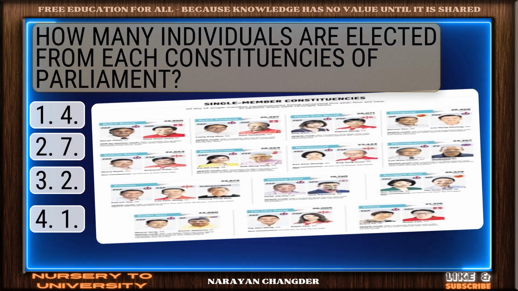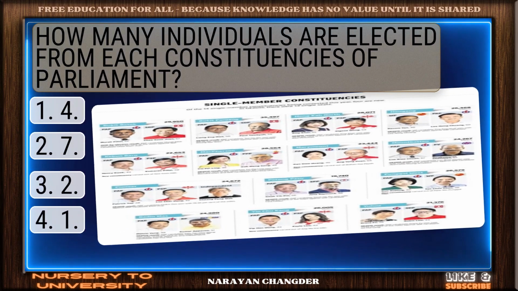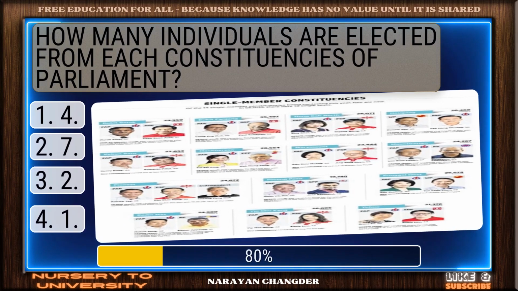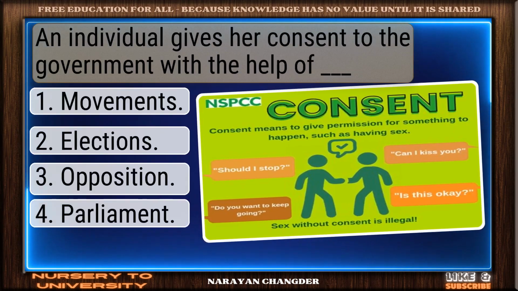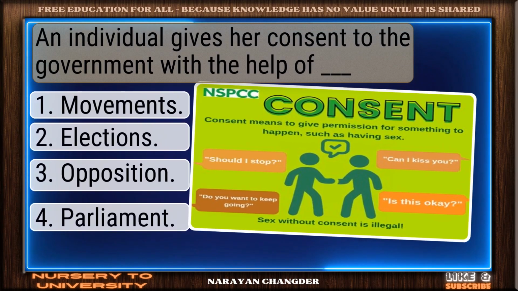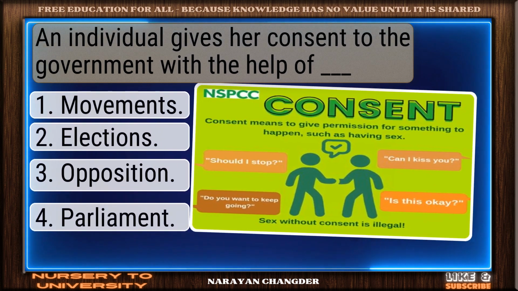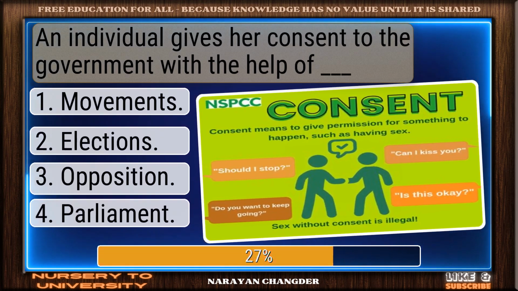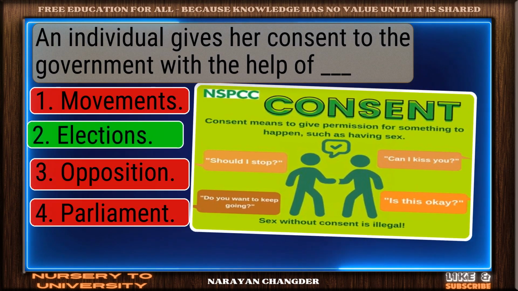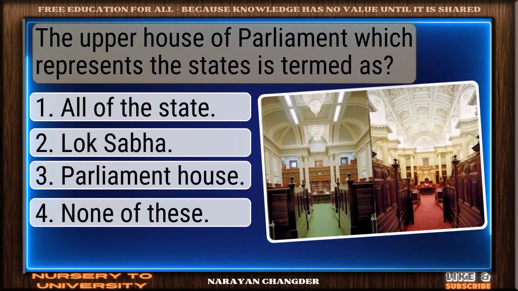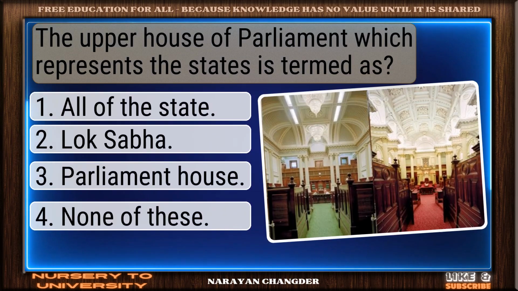Question number 55. How many individuals are elected from each constituency of parliament? Smart pick. 1 is the correct choice. Question number 56. An individual gives her consent to the government with the help of dash. Valid point. Elections is true. Question number 57. The upper house of parliament, which represents the states, is termed as.